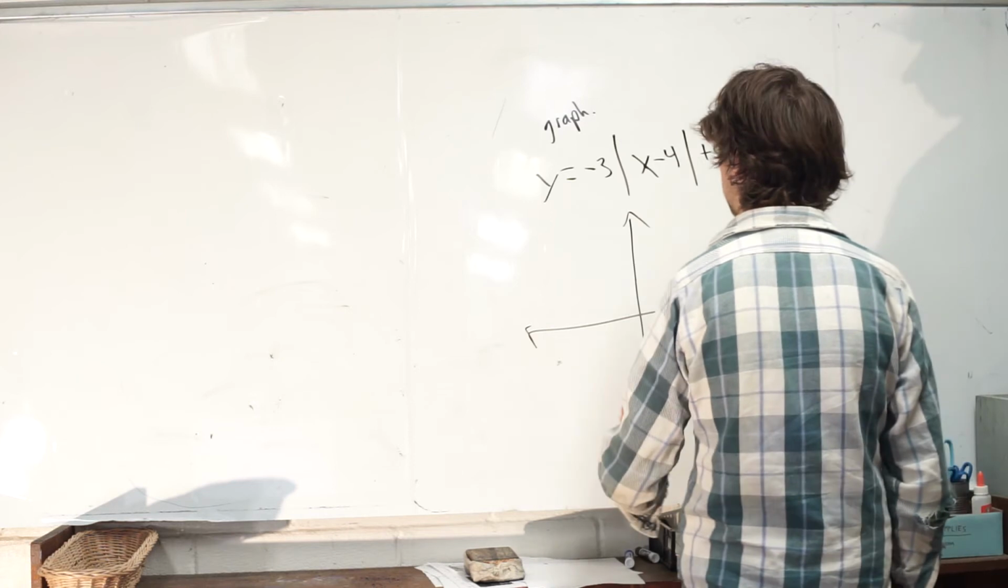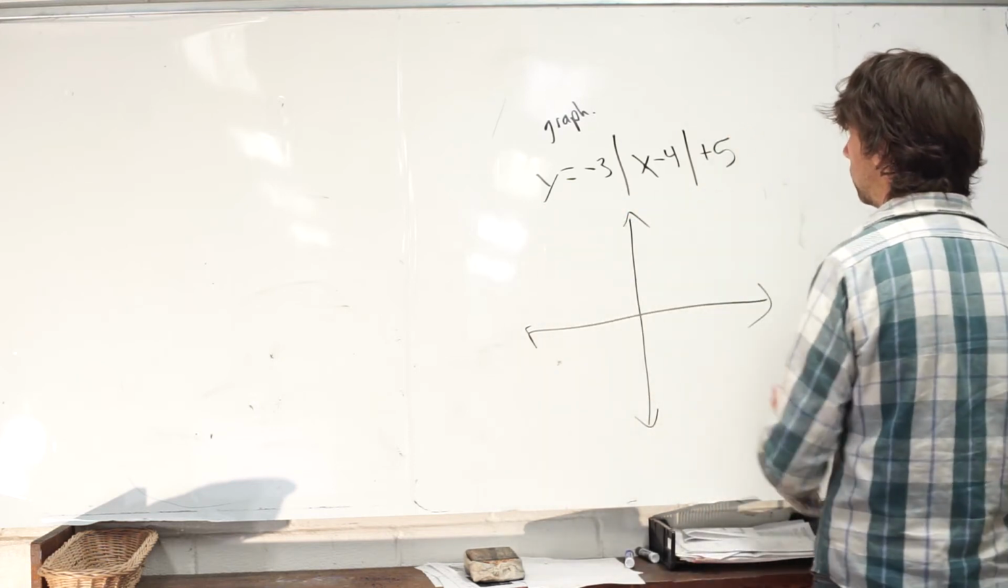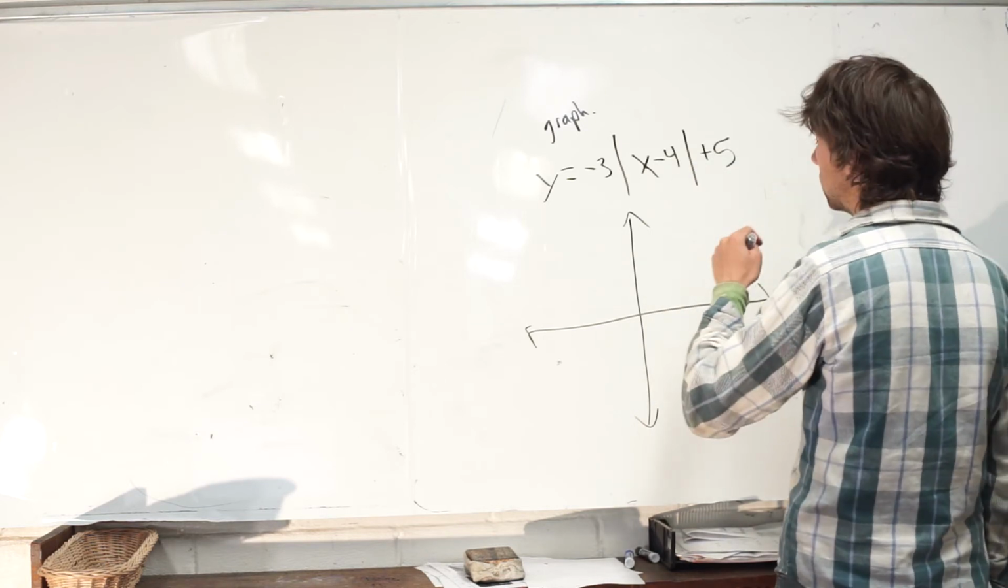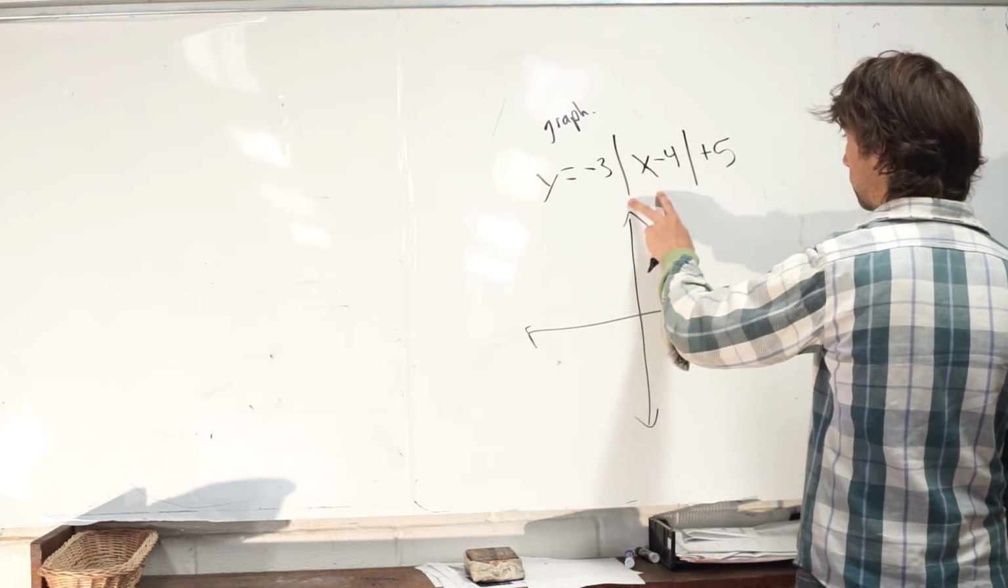And it's ready to graph because it's solved for y. So I'm going to look here and here first for my coordinate of the vertex. You can have a vertex because it's an absolute value equation.